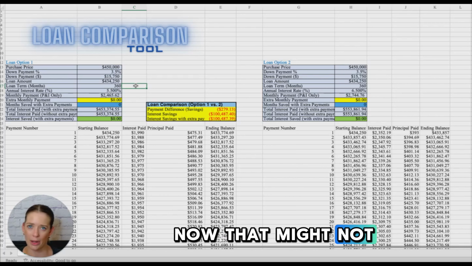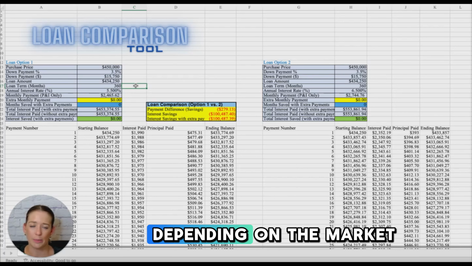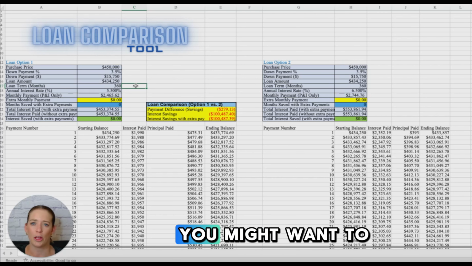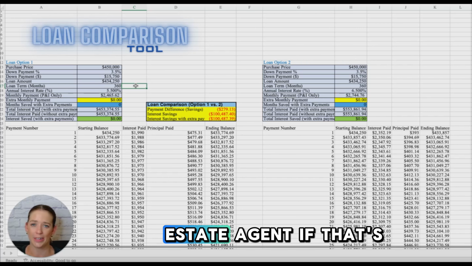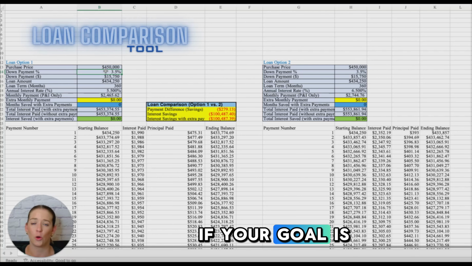Now, that might not be an option for everybody. You might not be able to get a seller credit depending on the market you're in. And there are other reasons why you might want to make a larger down payment, but it is something to consider, and definitely keep that in mind and ask your real estate agent if that's an option for you, because it can be really effective if your goal is to lower your monthly payment as much as possible.